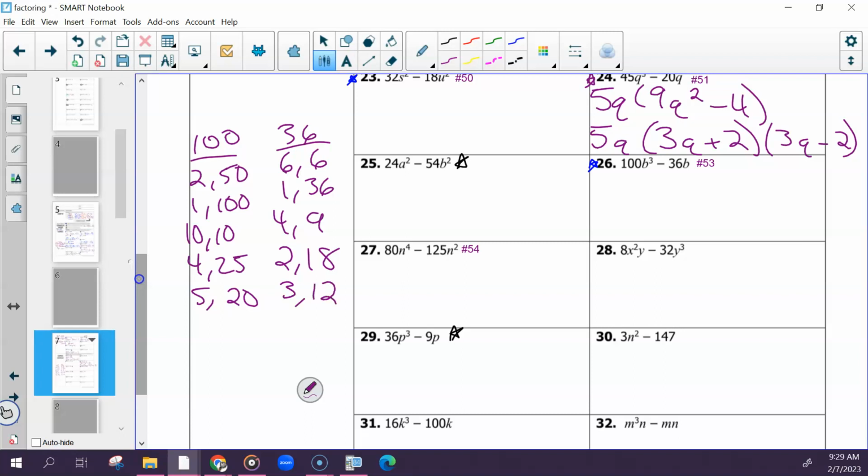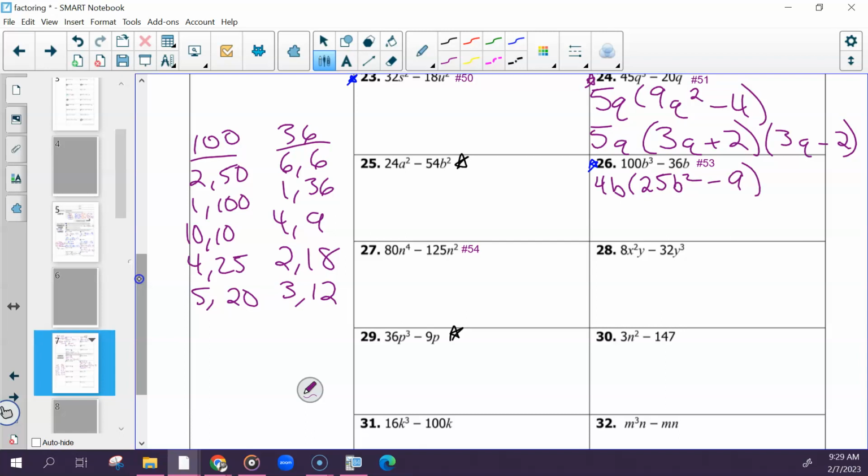Okay, so our highest GCF? 4. So 4 and how many b's? 1. We take out 4b, what's left? 25b squared minus 9.